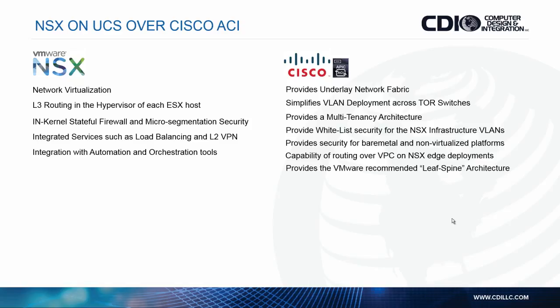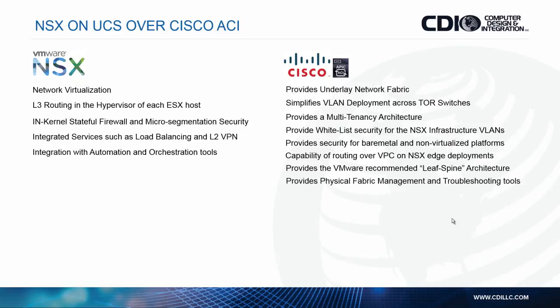And ACI can provide VMware's recommended leaf-spine architecture, leveraging that Anycast default gateway on every leaf switch for the NSX transport VLANs. And again, these transport VLANs that I'm mentioning are not to be confused with the networks within NSX serving the virtual machines, the actual VXLAN networks that are managed by NSX. These are the infrastructure VLANs that NSX requires.